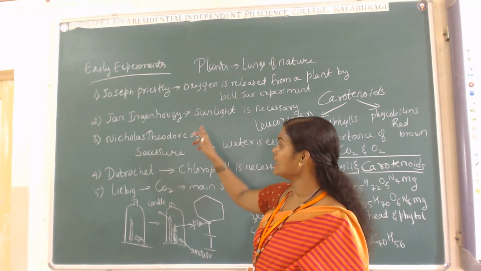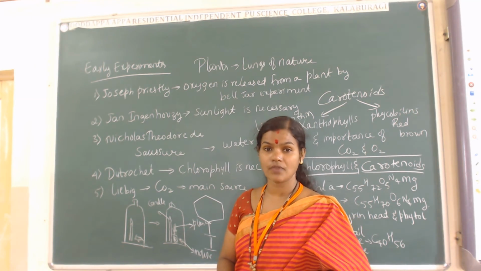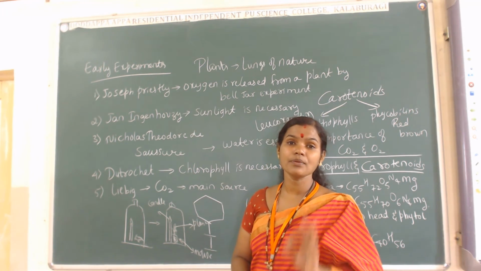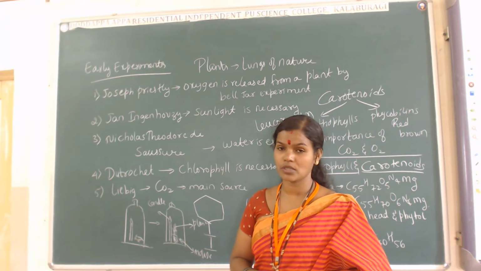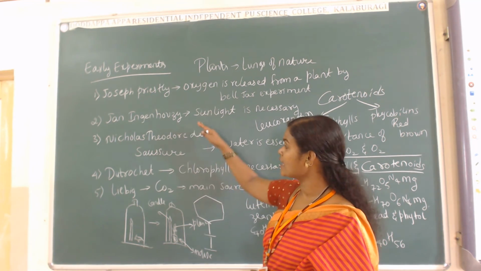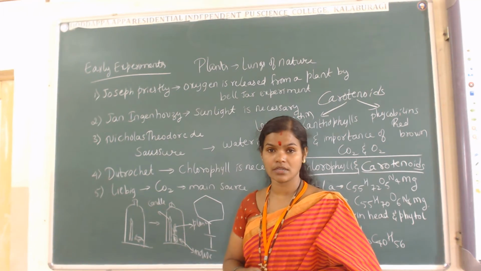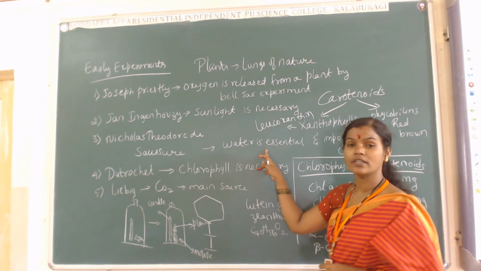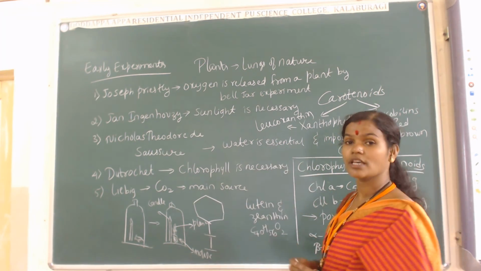Okay, but here Jan Ingenhousz is the first scientist who has proved that sunlight is necessary for the process of photosynthesis. After that, Nicholas Theodore de Saussure, he has proved that water is essential, and also the importance of the CO2 and the O2.